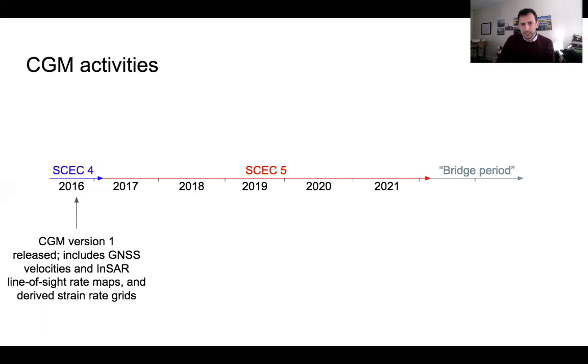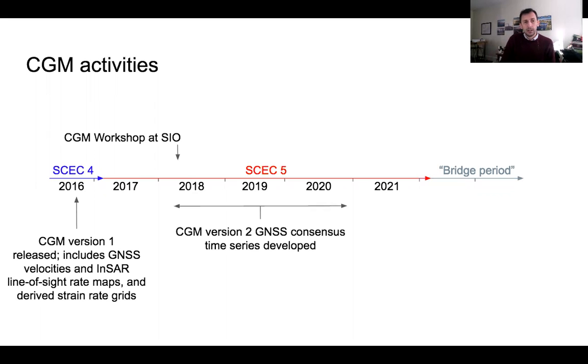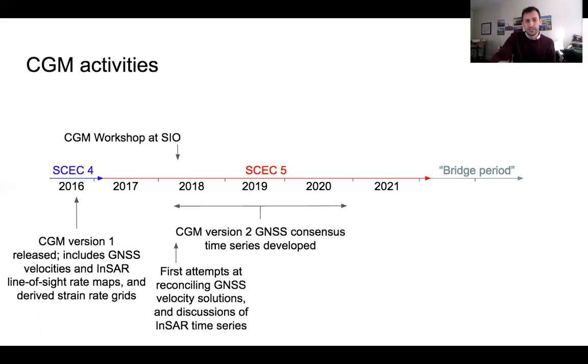At the end of 2016, as SCEC 4 came to a close, the CGM version 1 was released. That includes GNSS velocities and InSAR line of sight rate maps and the derived strain rate grids. There was a workshop in March 2018 at Scripps Institution of Oceanography for the CGM. And at that workshop, or just prior to that workshop, there was some preliminary consensus time series for GNSS developed. And at that workshop, the first attempt at reconciling GNSS velocity solutions estimated from those time series was undertaken, and discussions of InSAR time series began.